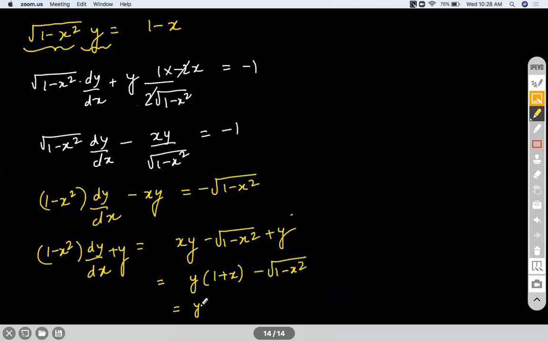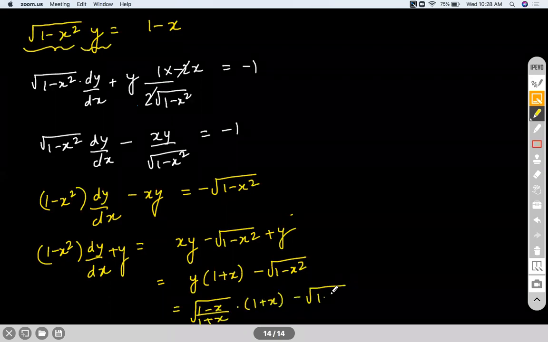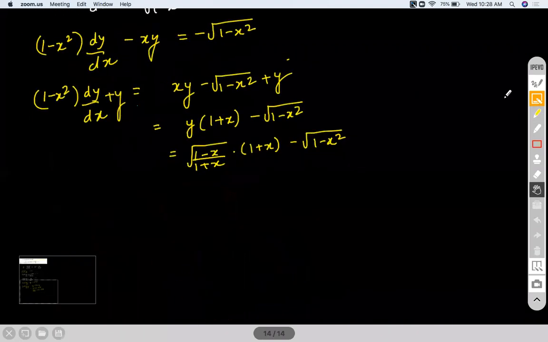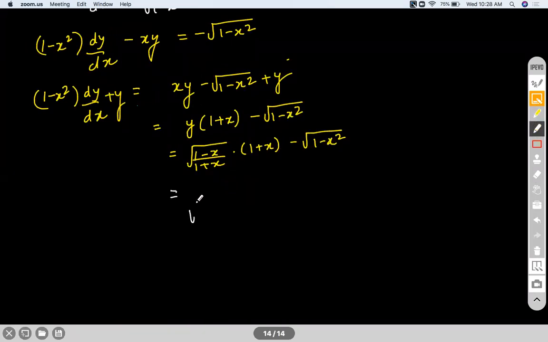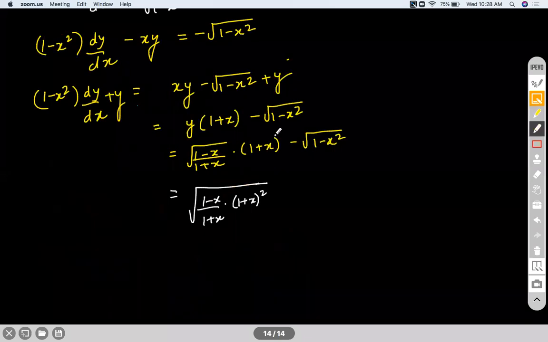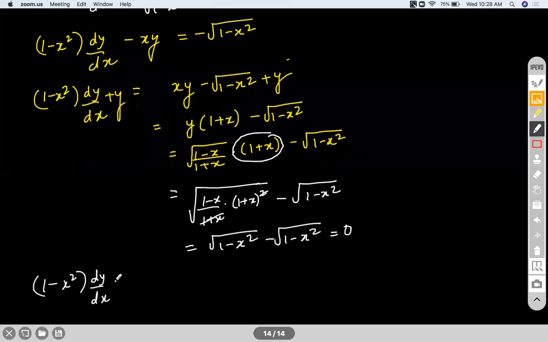Let's try to evaluate this. Y is under root of 1 minus x by 1 plus x into 1 plus x. If you introduce this within the root sign, it will become under root of 1 minus x by 1 plus x into 1 plus x the whole square. Basically, I'm introducing this term within the under root sign. These two terms will get cancelled. We'll be left with under root 1 minus x square minus under root 1 minus x square, which is obviously 0. That means 1 minus x square dy by dx plus y will be equal to 0. Hence proved.